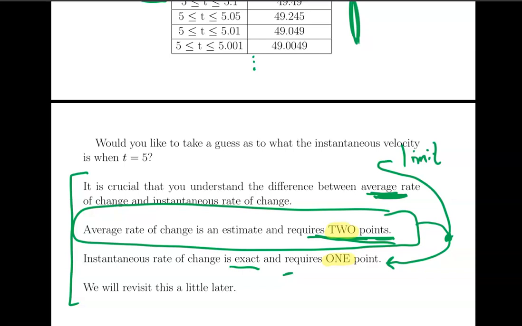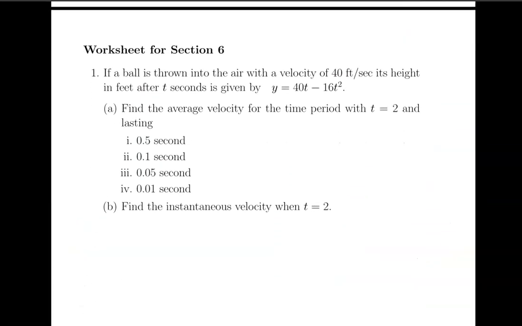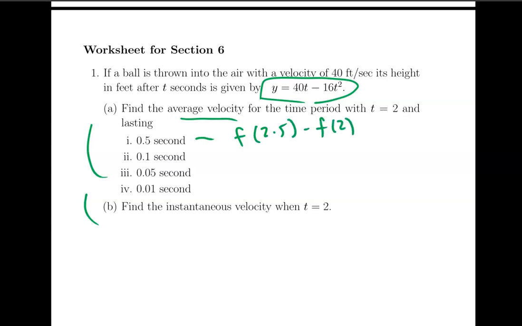So you'll see here on the worksheet the same sort of questions. This is all related to this function. Again, average velocities you should be able to calculate. They're just fractions. For this first one, it would be f of 2.5 minus f of 2 over 2.5 minus 2, whatever that is. And then you do that again for 2 to 2.1, etc. And then this is just going to be a guess based on your work above.